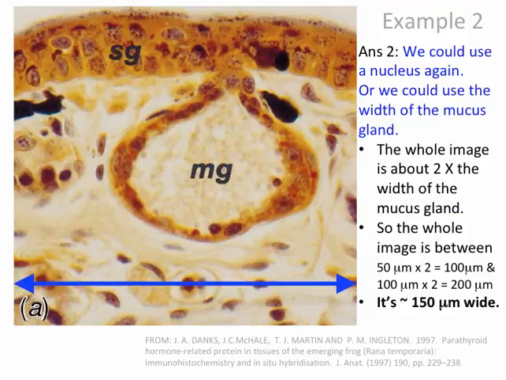What about the width of the whole image? Well, here we can take advantage of the fact that we've already estimated the size of the mucus gland, and the mucus gland is about half the image. That would make the whole image about 2 times 75 microns, somewhere around 150 microns or micrometers wide.